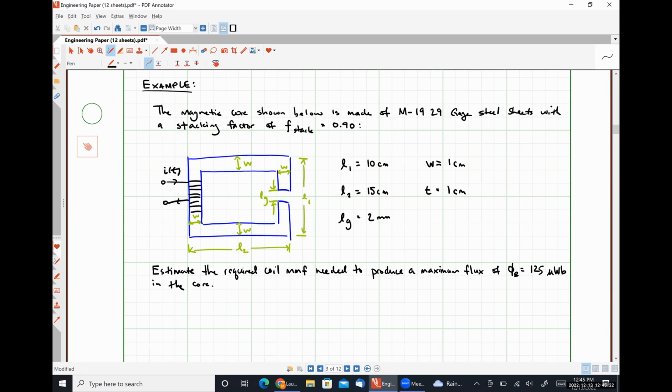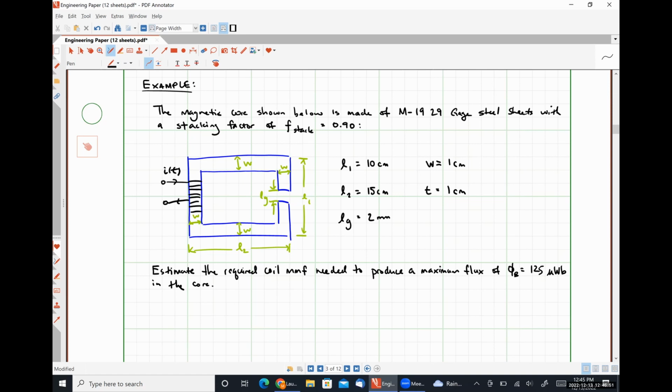I'll try to do something like that for your homework as well. Okay. All right. So effectively, we have something similar to what we've dealt with before. We're trying to find the MMF needed to produce a flux. The principal difference that we have here versus the work that we've done before is that we don't know what the permeability of the material is. So we're going to have to figure that out using our BH curve. And we have a stacking factor, which we have yet to use before.